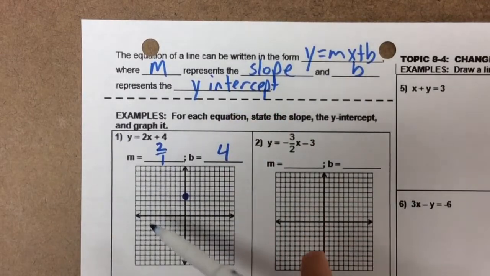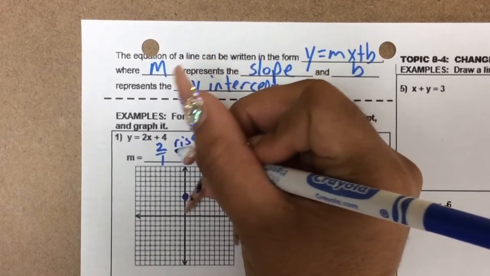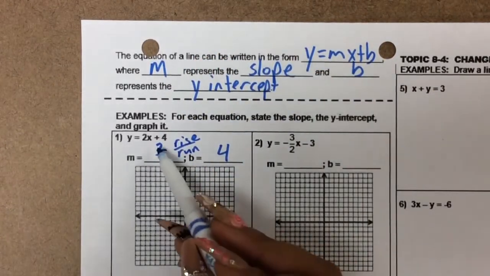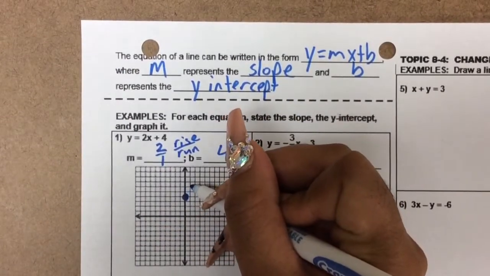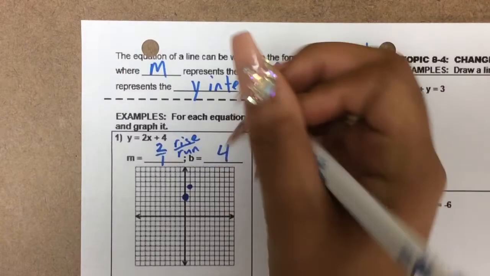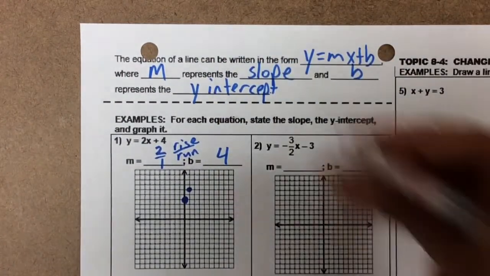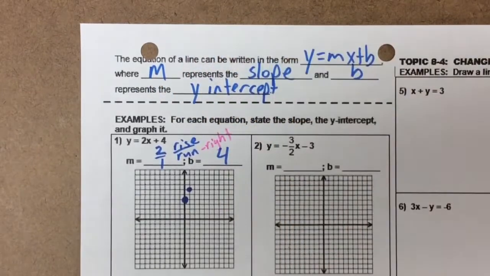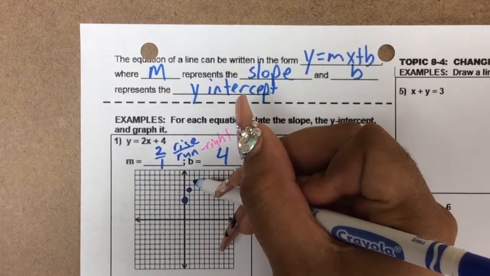My slope is 2 over 1. Remember, slope is rise over run. So I'm going to rise 2, run 1. Rise 2, run 1. Now when we run, we always run to the right. We always go right. The only time you go left is when you run out of room on the right side. So rise 2, run 1.